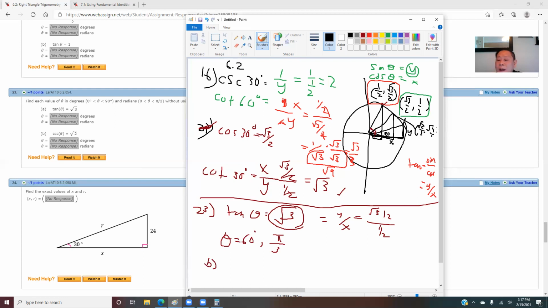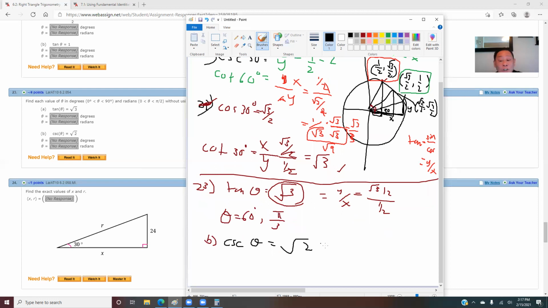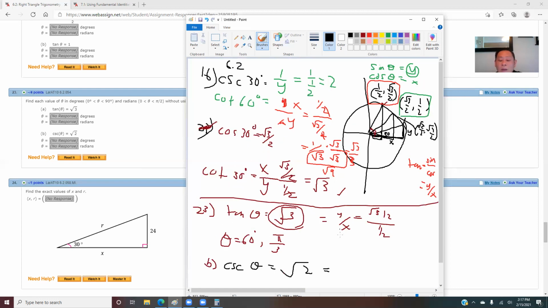So the next question is asking for cosecant theta. When it's cosecant, we just apply the same rules that we apply to sine, and you just flip it. With secant, it's the same thing as cosine, but you just flip it as well. Sine is y, so cosecant will be what? That's the one I struggle with, because I don't know where the square root of 2 comes from. Don't worry about that. Cosecant is 1 over y, yeah.